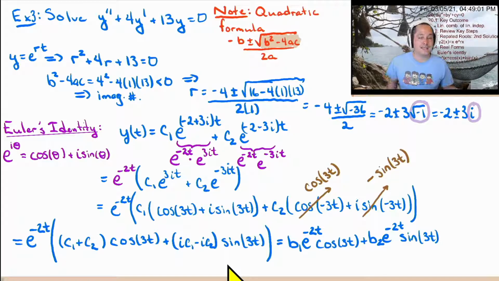What were the key steps? I factor off e to the negative 2t because both terms share it. I blow up these e to the i's. I apply the symmetry rules of sine and cosine. I regroup terms, and then I cavalierly rename those constants to be B1 and B2. And then I stand here smug saying, that's good. There's probably not a single question about any of that.